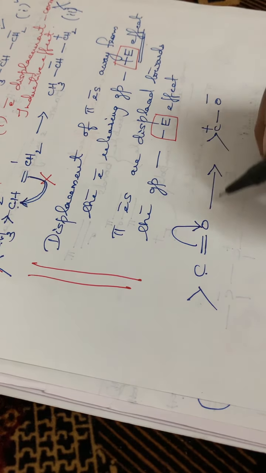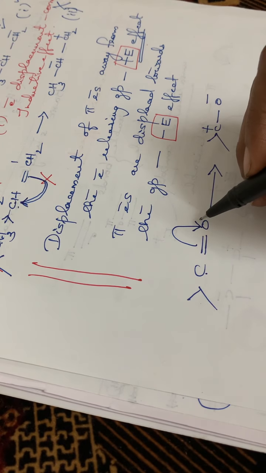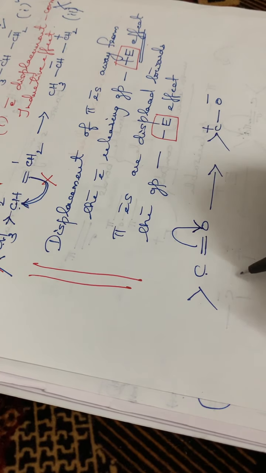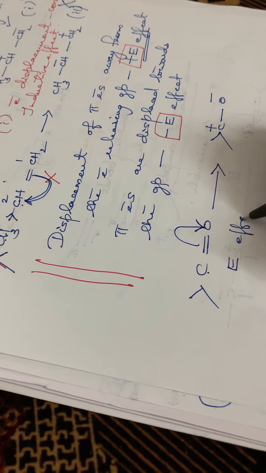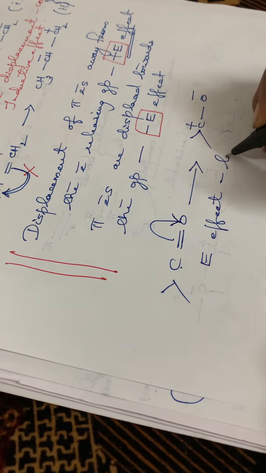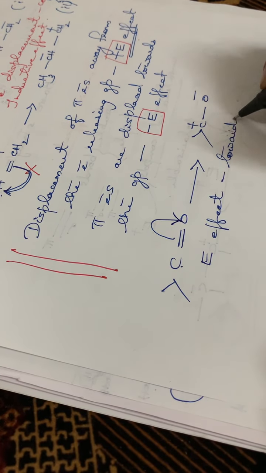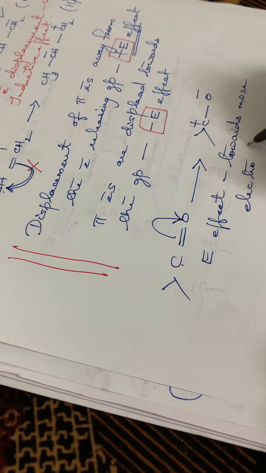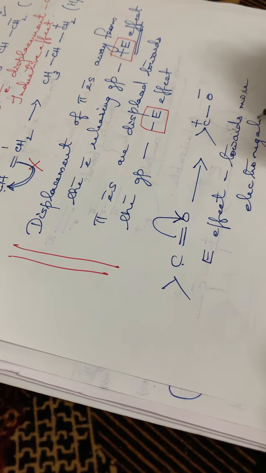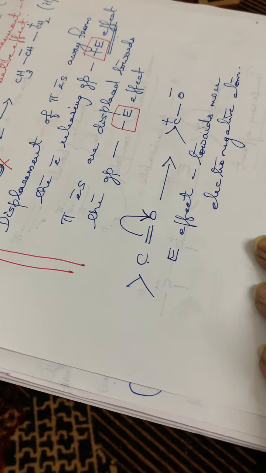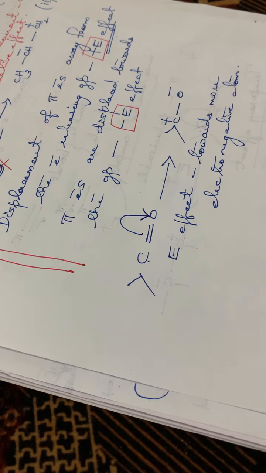So this electron displacement will be more towards the more electronegative atom. The electromagnetic shift will be taking place towards the more electronegative atom. Okay. So this is the case for the electromagnetic effect.